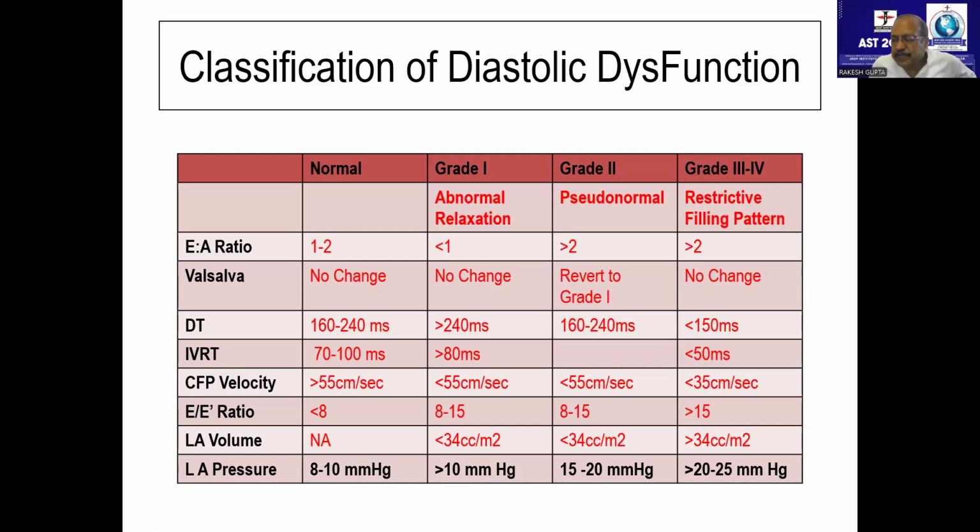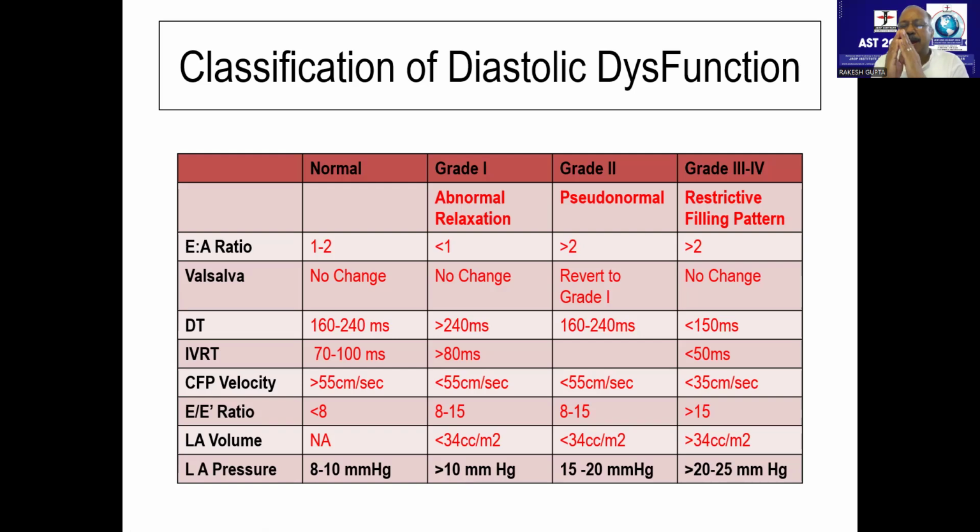Now, my first question is, are you comfortable with how you look for grade 1, grade 2, grade 3 diastolic dysfunction? Yes or no? Yes, sir. Okay. Now, if you calculate diastolic function by this method, and you say my LA pressures are 10, 15 to 20, or more than 20 to 25, correct? What does it mean in clinical practice? That is what I need to explain.